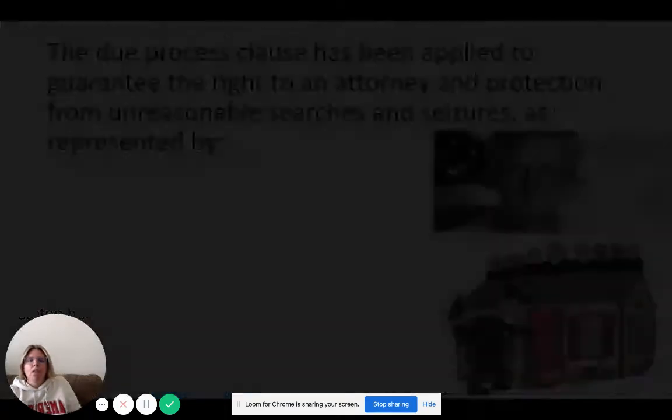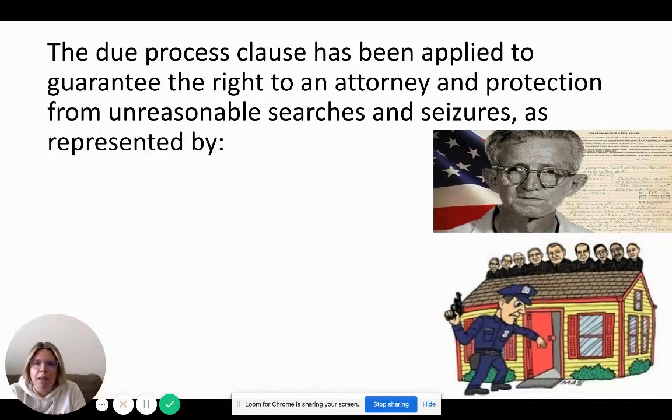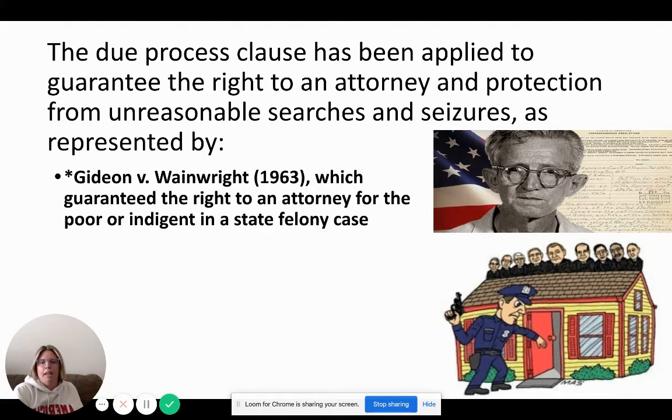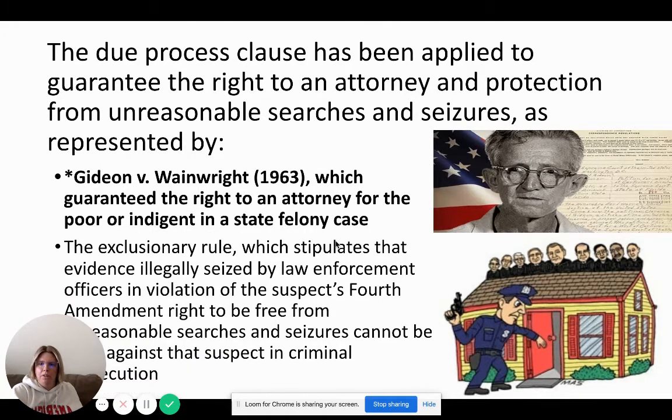Okay. So the due process clause has been applied to guarantee the right to an attorney and protection from unreasonable searches and seizures, as represented by Gideon versus Wainwright. So we get the right to an attorney, and also the exclusionary rule. Okay, what's the exclusionary rule? That's a very specific rule, but it basically is that any evidence that's illegally seized or searched cannot be used in trial. It is excluded.